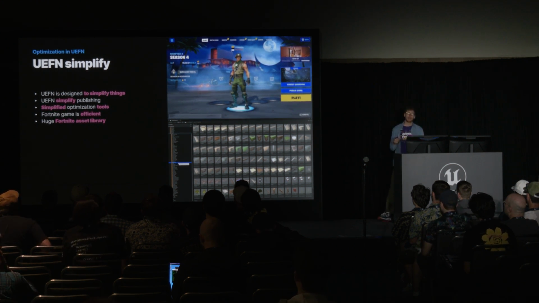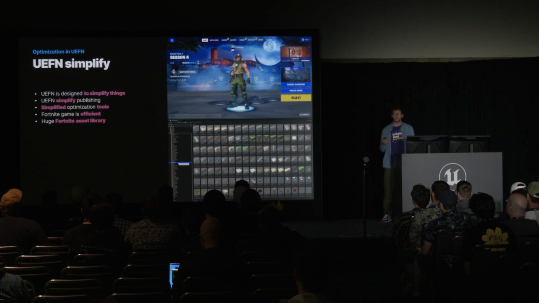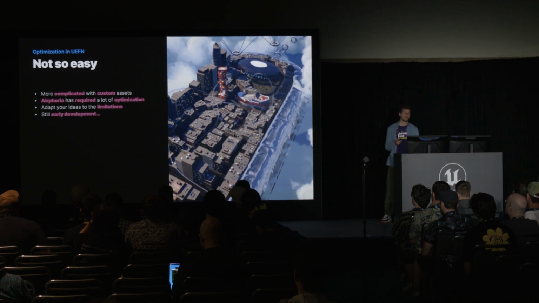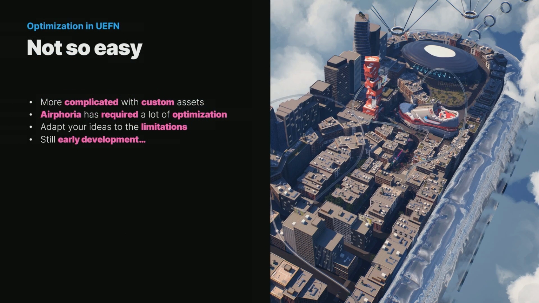And finally, UEFN comes with a huge asset library containing static meshes of all sorts, which are optimized and game ready. So what's not so easy then? Well, things get a little bit more complicated when you start bringing custom assets. And when you're creating something as complex as Airphoria, you are going to have to do an optimization pass. So understanding these restrictions is critical, and you'll have to adapt your ideas to them.